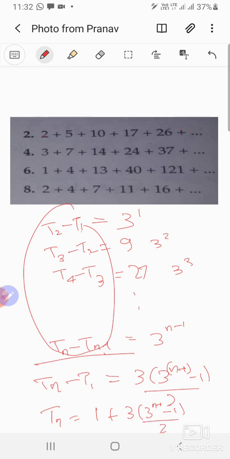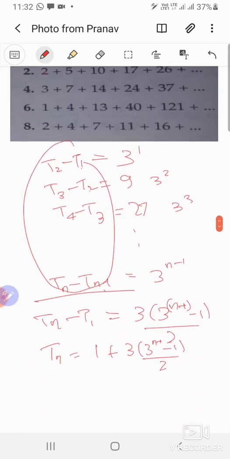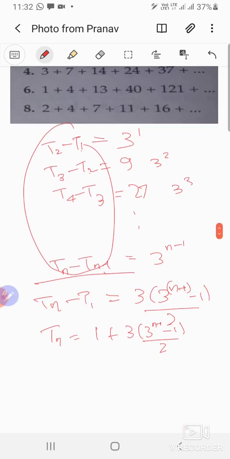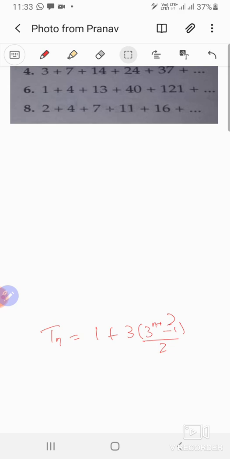Alright. And now we can sum this up. It's basically the same as the second method which I showed you for the previous questions. Just this time you have a GP instead of an AP. This is called the method of difference.